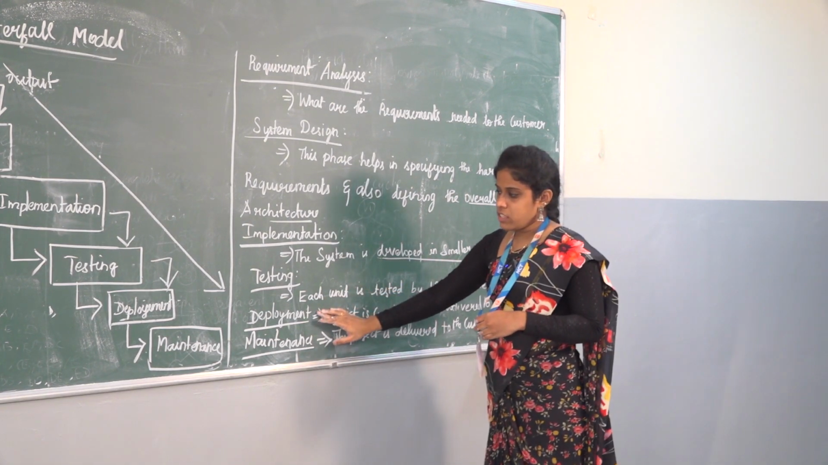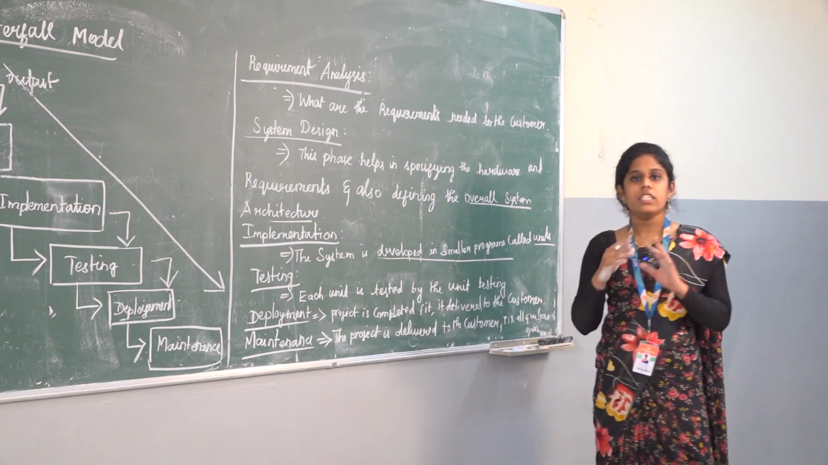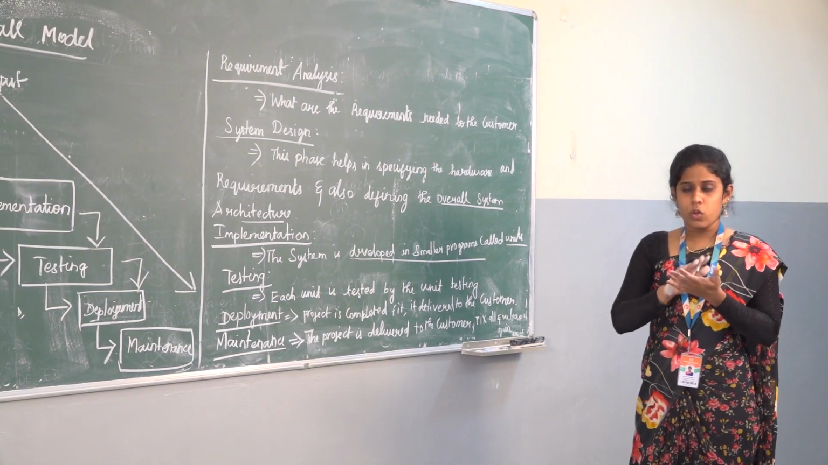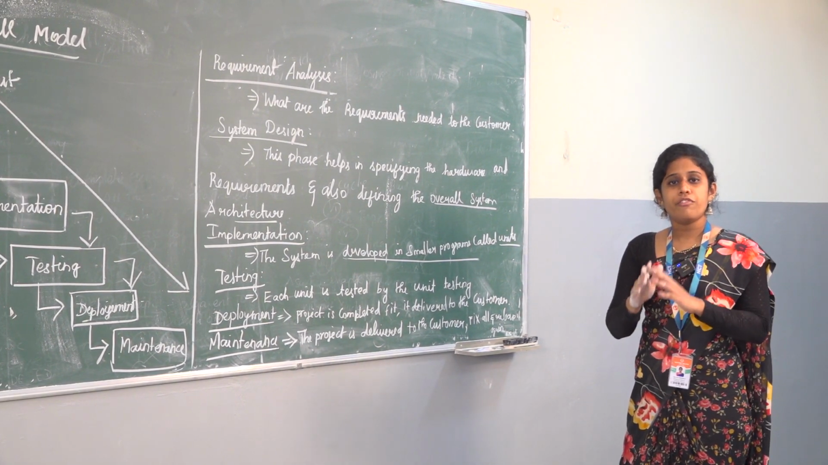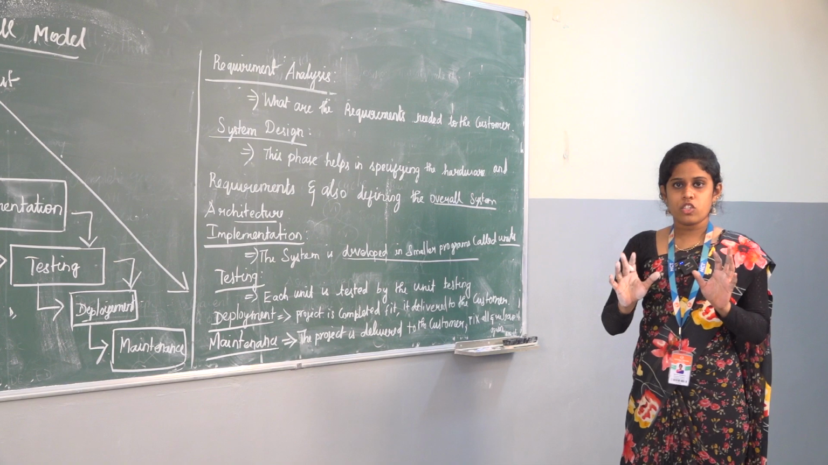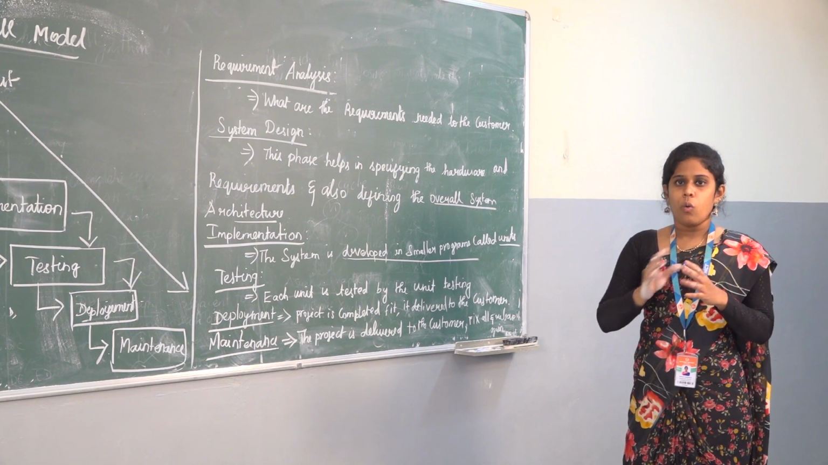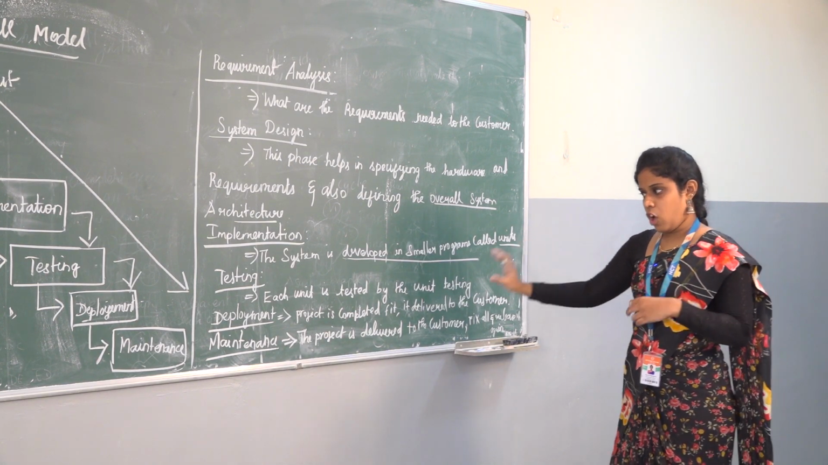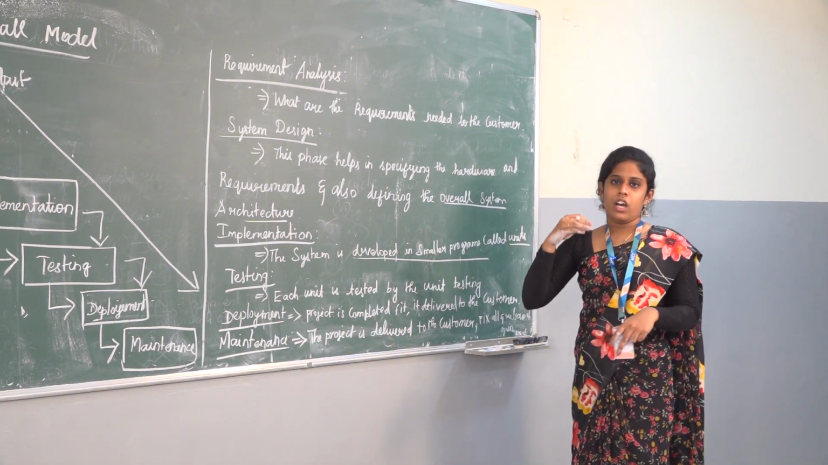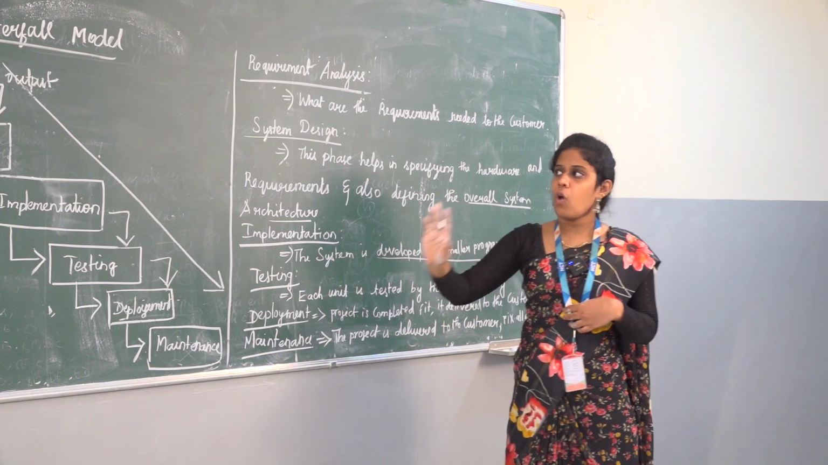After the deployment phase comes the maintenance phase, which is the final phase. The project is delivered to the customer. We check whether the delivered project is in good condition. It will check if any errors occur. If the customer reports any errors, those errors are rectified in this process and released to the customer again. Whatever problems are in this project are rectified in this maintenance phase. After that, we will deliver the project to the customer again. This complete process is called the waterfall model.